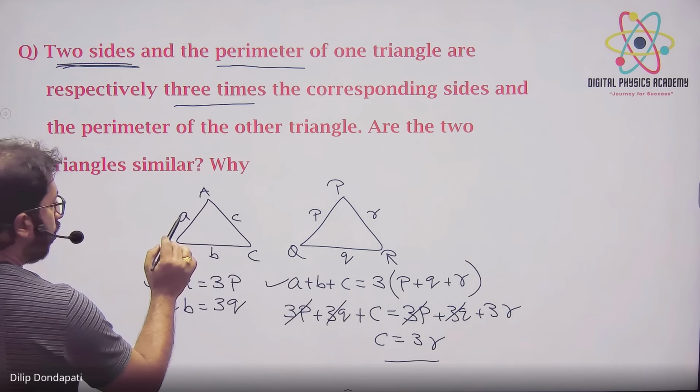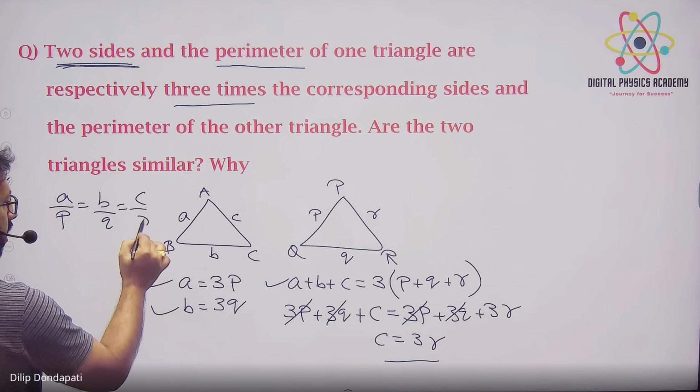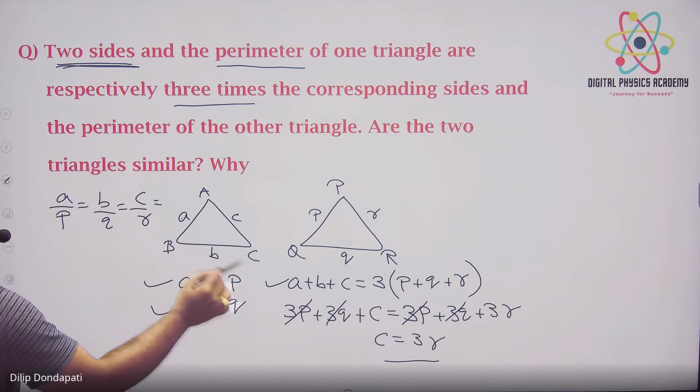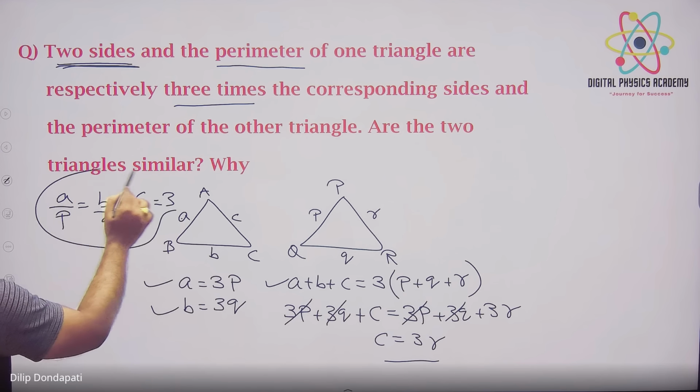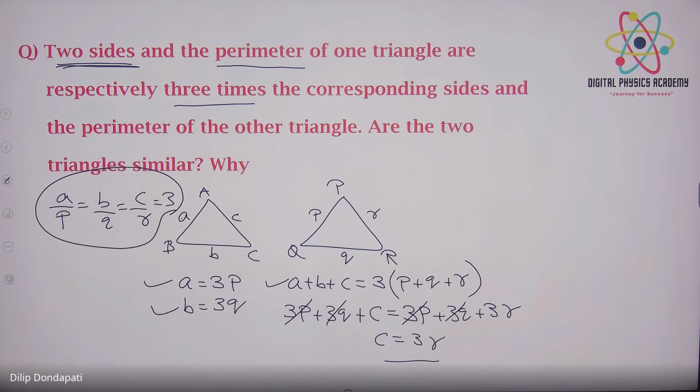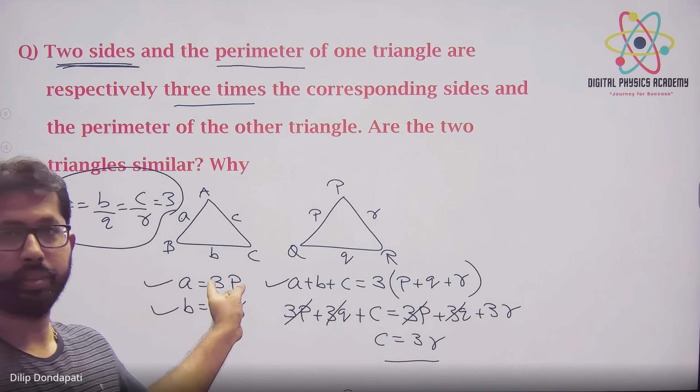Therefore if I divide a by p, it is equal to b by q, equal to c by r. If you divide, how much will you get? 3. That means since the sides are in proportion, we can say they are similar. Did everyone understand? Okay, let's go.